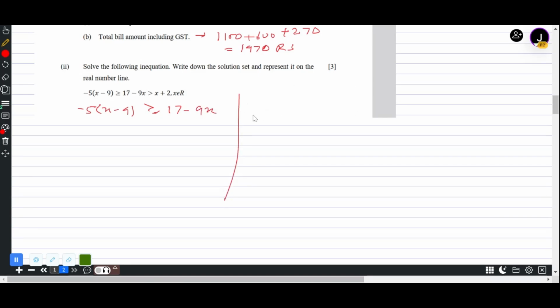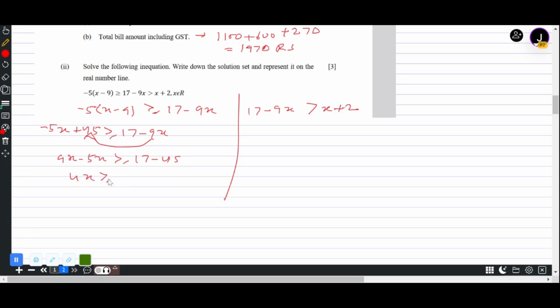So what we'll do is make two inequations out of this. The first one is minus 5 into x minus 9 is greater than or equal to 17 minus 9x. The second is 17 minus 9x is greater than x plus 2. Mind it, wherever there is no equal to, don't use equal to. Wherever there is greater than or equal to, use greater than or equal to. Whether it is less than or equal to or greater than or equal to, it matters, because equal to is another condition.